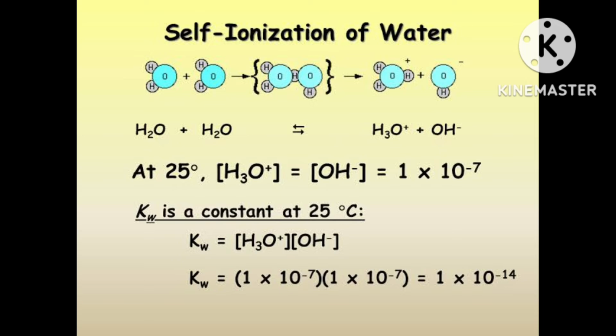CH3COONa. Sodium acetate means acetic acid, CH3COOH, was there, then H was replaced with sodium. Generally, salt will form when acid and base react. When acid and base react, they form salt plus water in general. Don't forget this: acid plus base, when they react, form salt plus water.